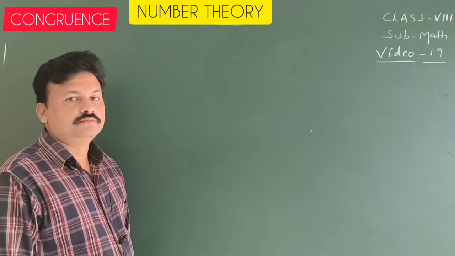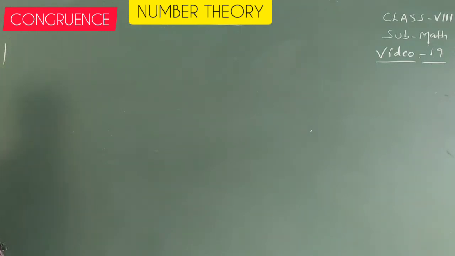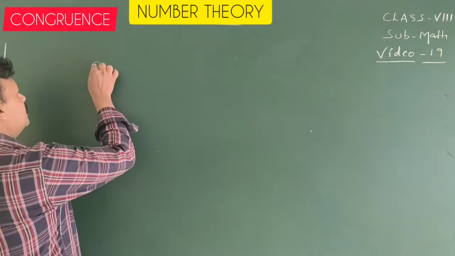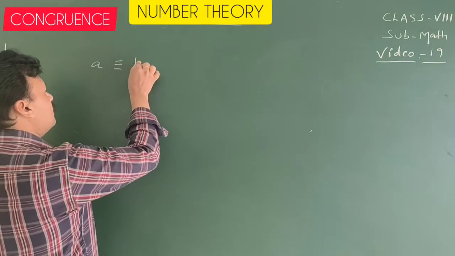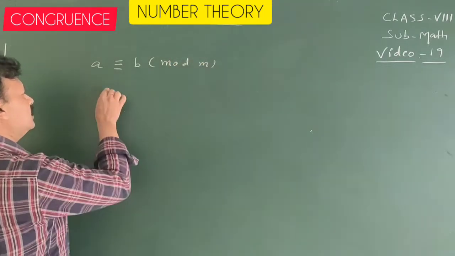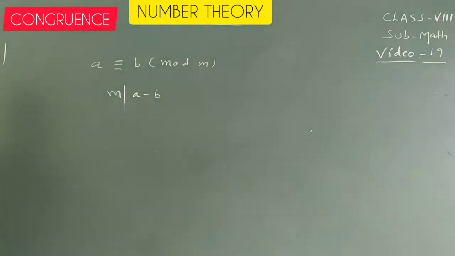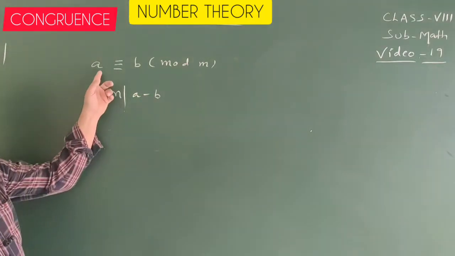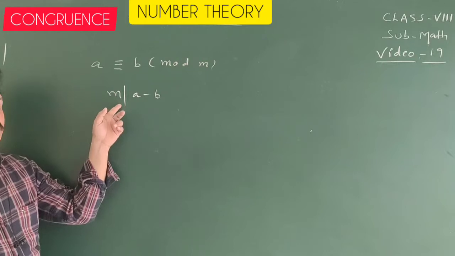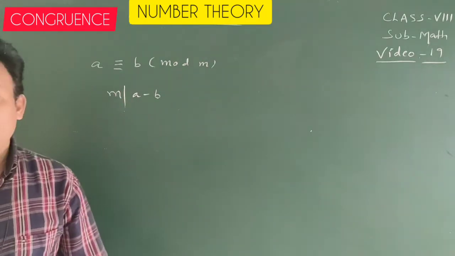Hi children, good morning. In the previous video, yesterday we discussed congruences. The definition of congruence is: a is congruent to b mod m, meaning m divides a minus b. Congruence is a refined statement of divisibility. This was proposed by German mathematician Carl Friedrich Gauss.